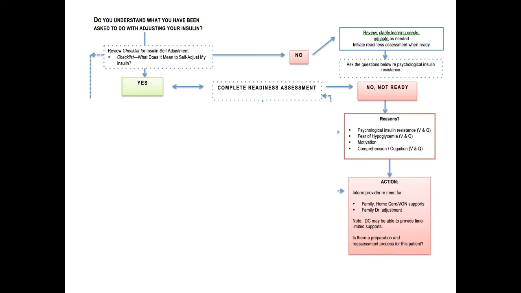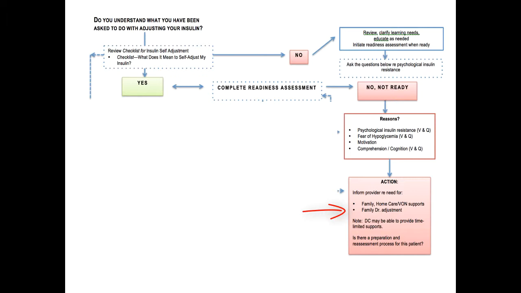If they aren't ready, then you need to ask perhaps why, or sort out reasons why they aren't ready. Is there some psychological insulin resistance? And you can do the questions and answers and look at the video. Is there an underlying fear of hypoglycemia? Is it motivation or comprehension and cognition? So then from that, the action for this would be to inform the provider, their provider.